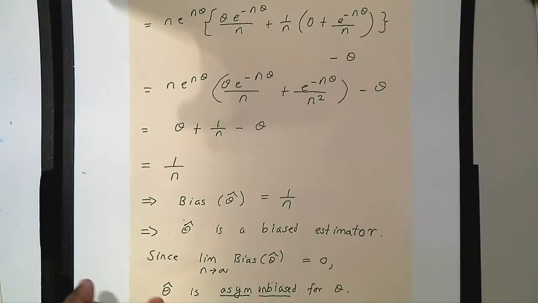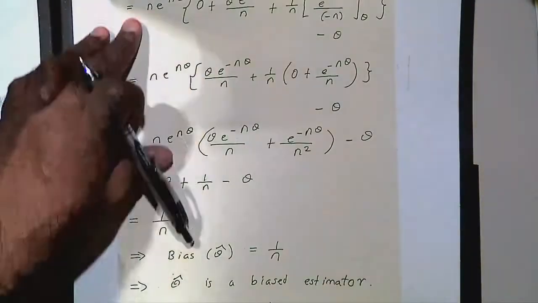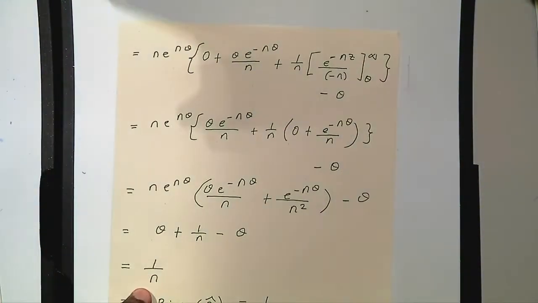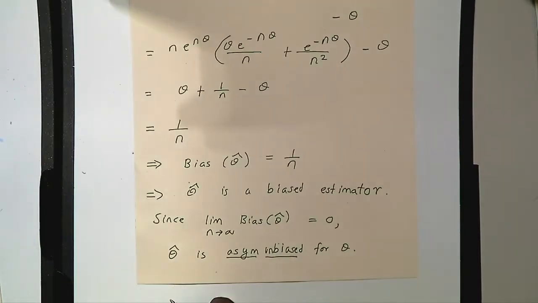So do you follow what I've done? I apologize for this error, but it's just simple integration by parts, guys. If you do integration by parts, you get this. Then you simplify through this. You get the bias to be 1 over n. So hence the estimator is biased. However, it is asymptotically unbiased since the limit of the bias is 0, right? Okay, guys, so that's only one part.